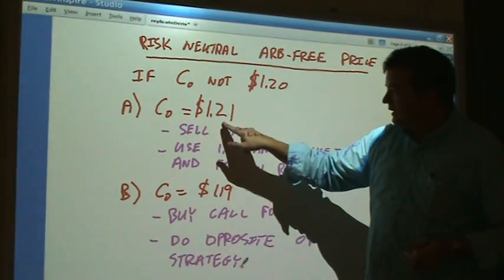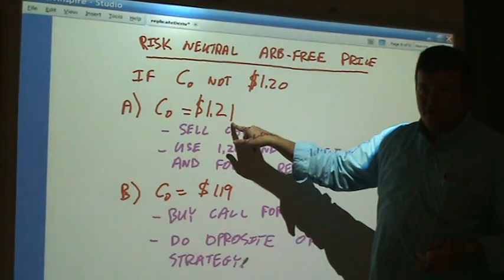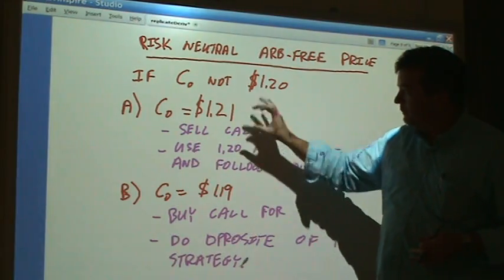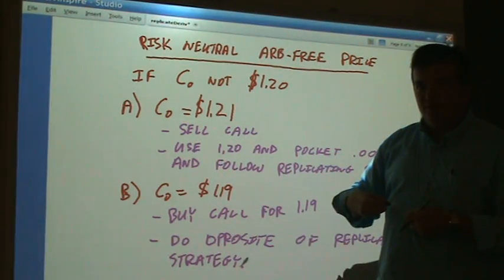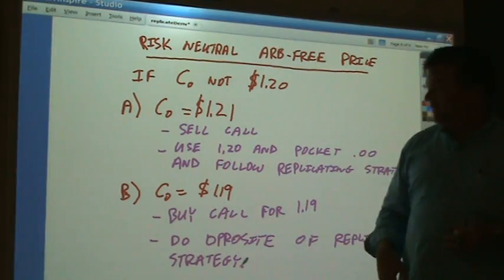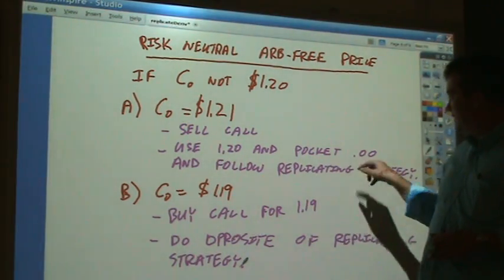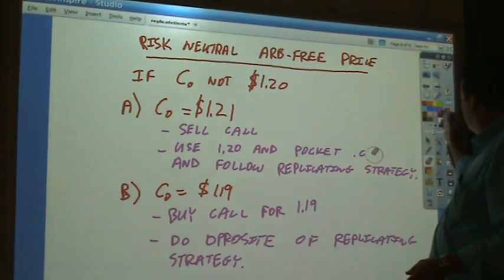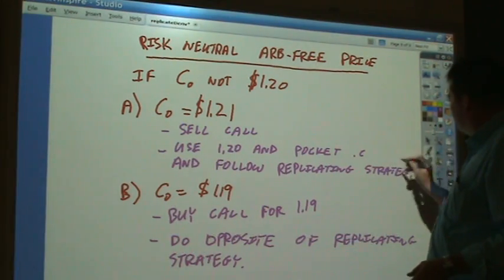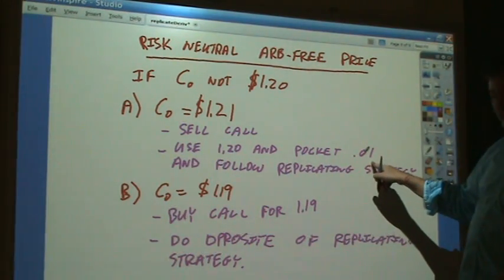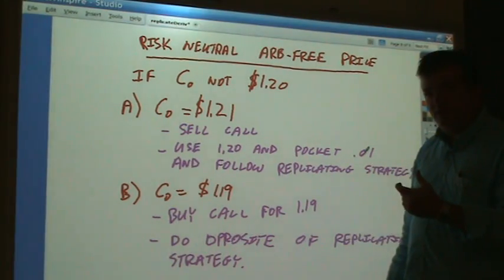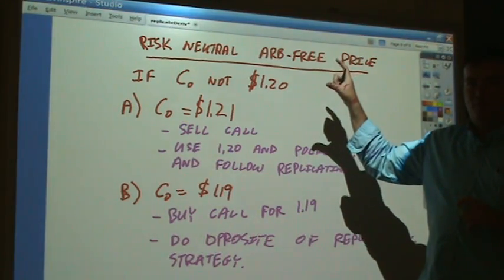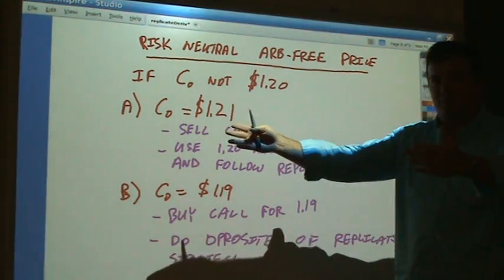If we noticed in the market that the option is going for $1.21, or any number higher than $1.21, what we can do is sell the call, meaning collect $1.21, pocket a penny, and take the $1.20 and replicate the call. Just like you had done the previous. Exactly like we've done before. No matter what happens in the future, it'll be a push, and we gained a penny.